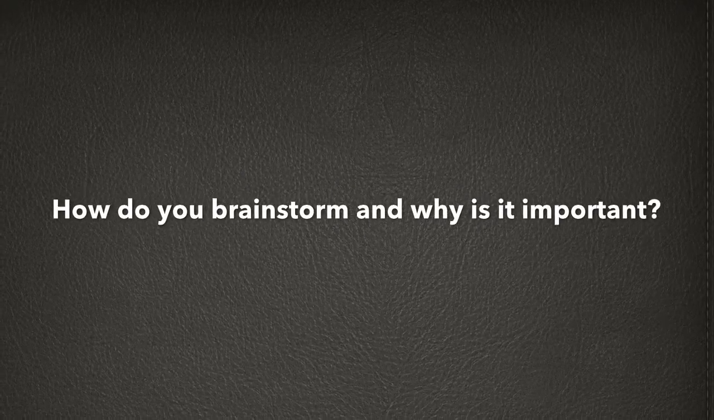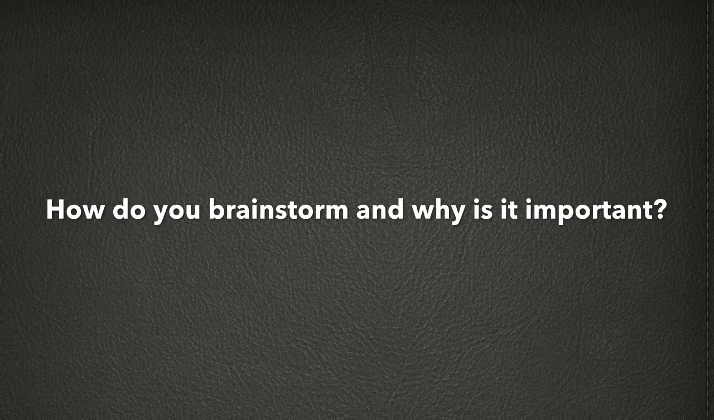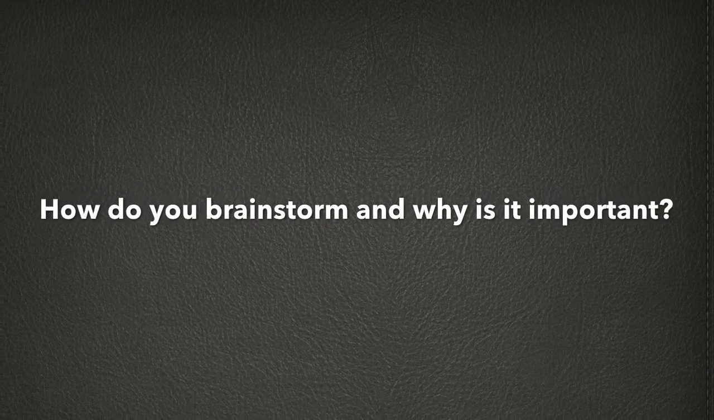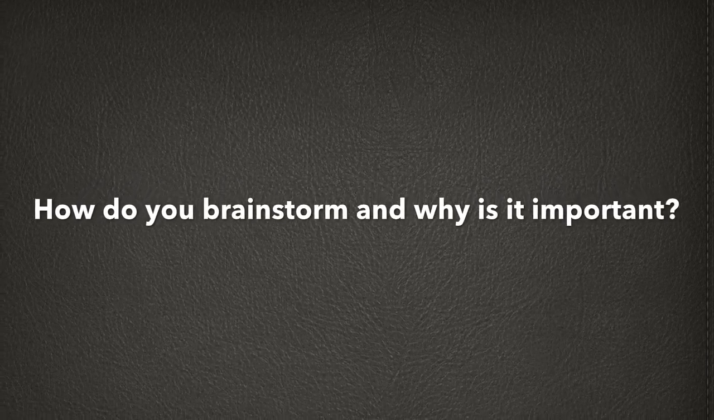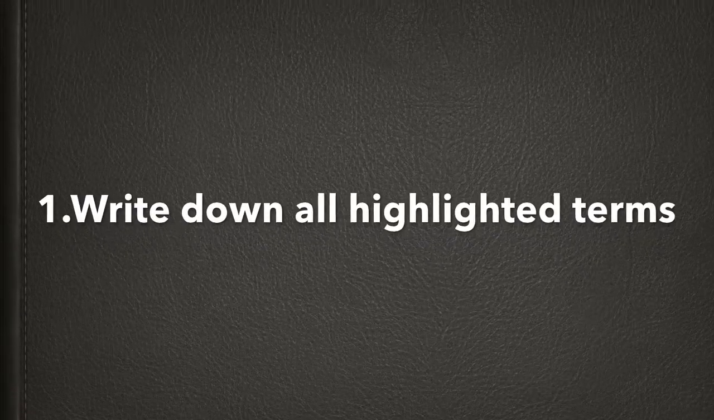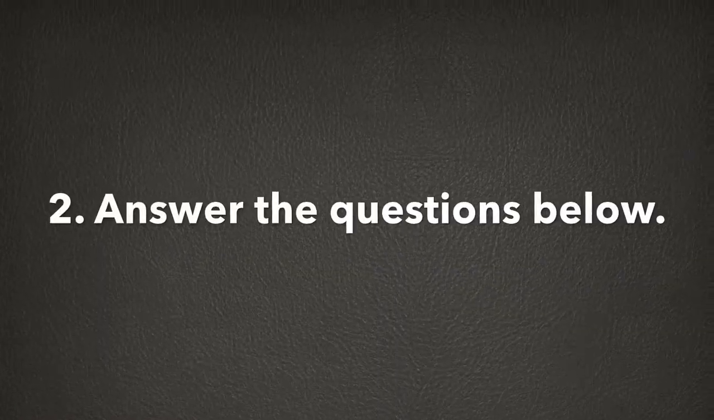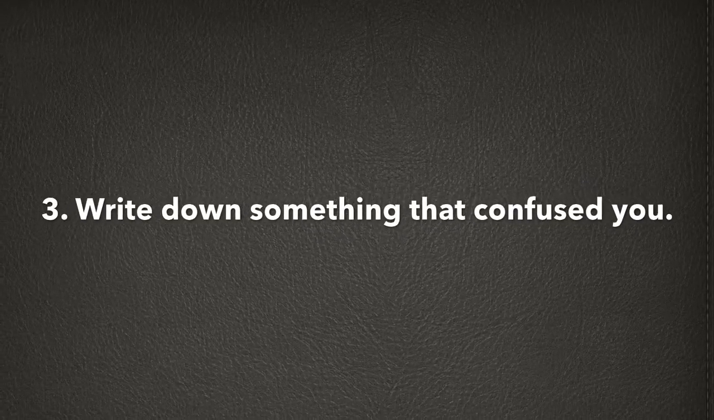But in order to do that, we need to go over the steps of the writing process. And the first and one of the most important steps of the writing process is brainstorming. So that is the subject of this video, brainstorming. So make sure by the end of the video you can answer the question, how do we brainstorm and why is it important? In addition to answering that question, make sure that you, number 1, define all highlighted terms, number 2, answer the questions below, and number 3, write down something that confused you so you can bring it up in class tomorrow. Good luck.